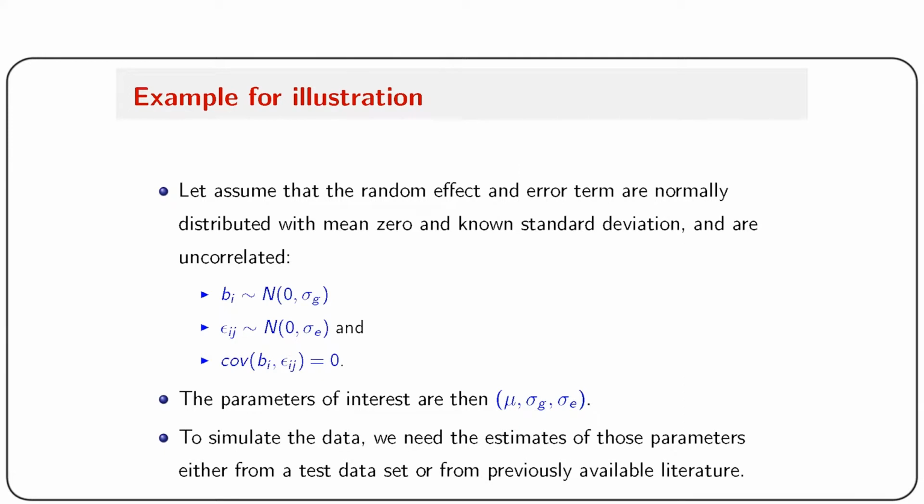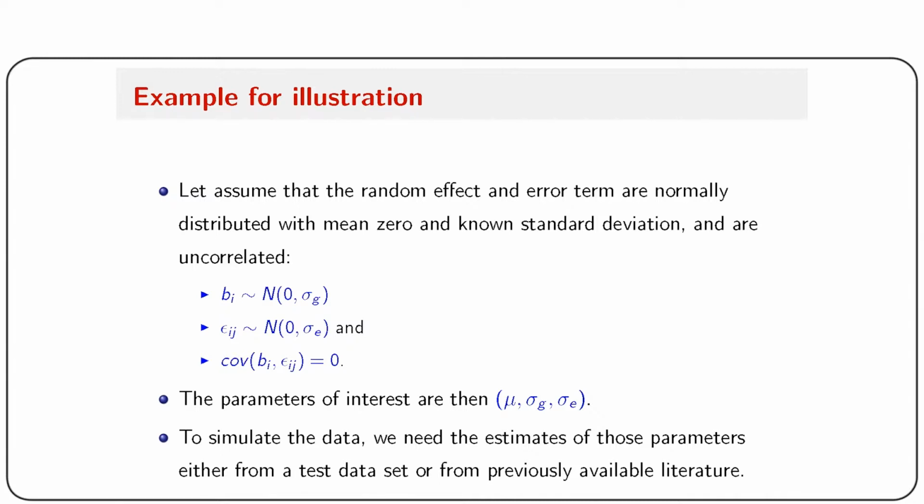Now assume that the random effect and error terms are normally distributed with mean 0 and known standard deviation, and are uncorrelated. That is, Bi follows normal 0, sigma g, epsilon ij follows normal 0, sigma e, and covariance of Bi and epsilon ij equals 0. The parameters of interest are mu, sigma g and sigma e.